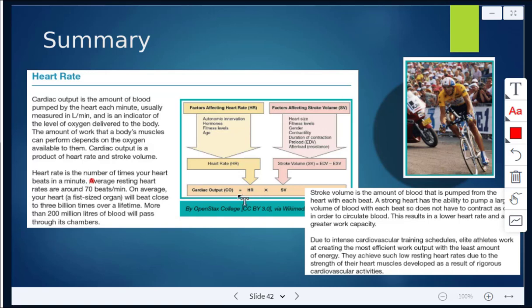Stroke volume is the amount of blood that's pumped from the heart with each beat. A strong heart has the ability to pump a large volume of blood with each beat, so it doesn't have to contract as much in order to circulate blood. All right, so that results in a lower heart rate and greater work capacity. So athletes that do intense cardiovascular training have the most efficient work output with the least amount of energy. They achieve low resting heart rates due to the strength of their heart muscles, developed as a result of rigorous cardiovascular activities.